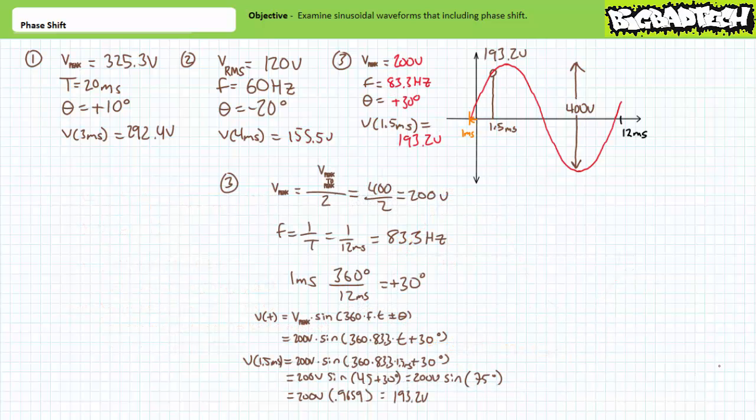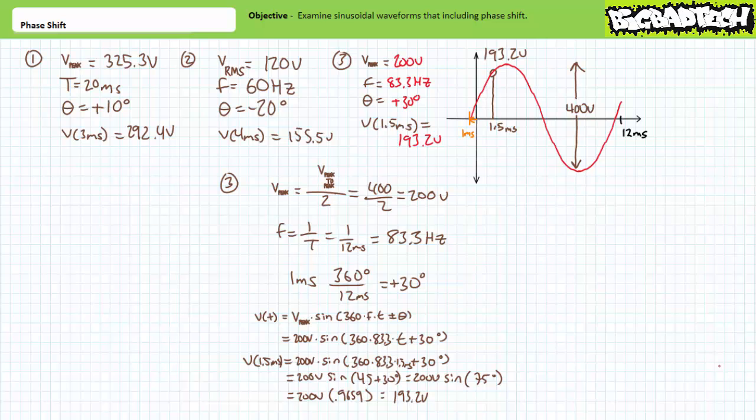Here we're given a picture and being asked to solve for a particular value. It looks like it's got a peak-to-peak value of 400 volts, has a period of 12 milliseconds, and its zero crossing going positive is shifted to the left, or forward, by 1 millisecond. It looks like we've got to do some conversions.